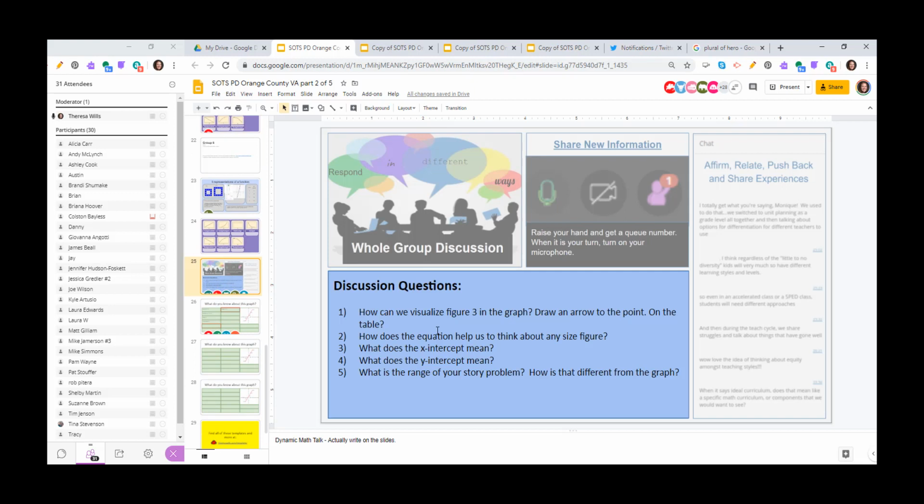One thing that's typically tough for students in this early algebra reasoning, and quite frankly, as someone mentioned, even in the AP courses, is seeing the connection between the table and the graph. If someone will go ahead and turn on their microphone, tell us what slide you're on and how you can visualize figure 3 in the table and the graph.